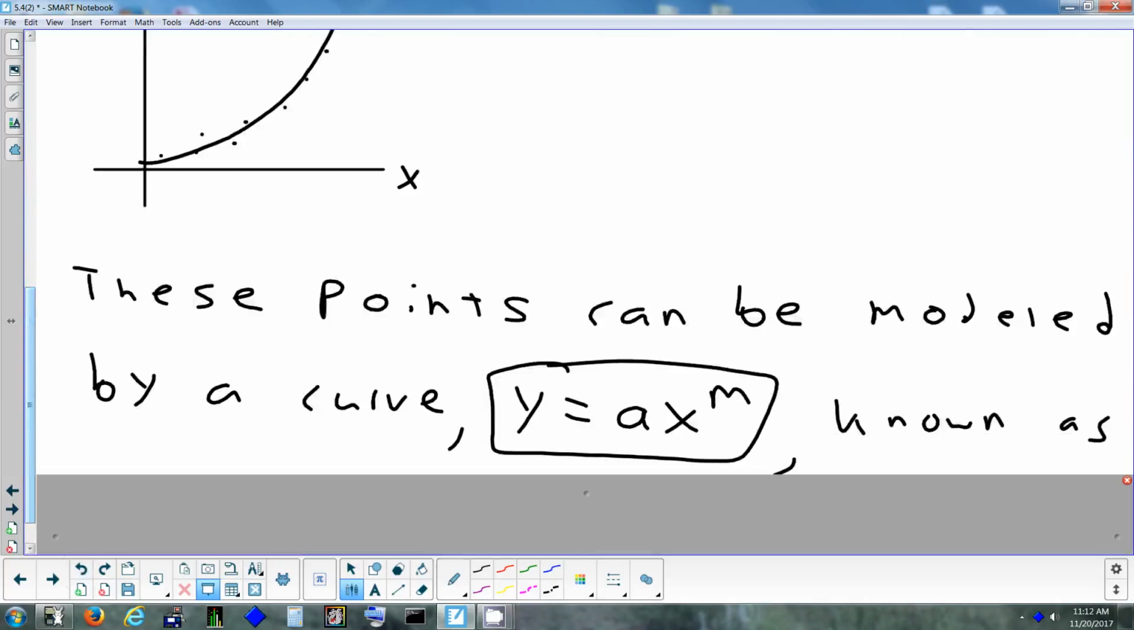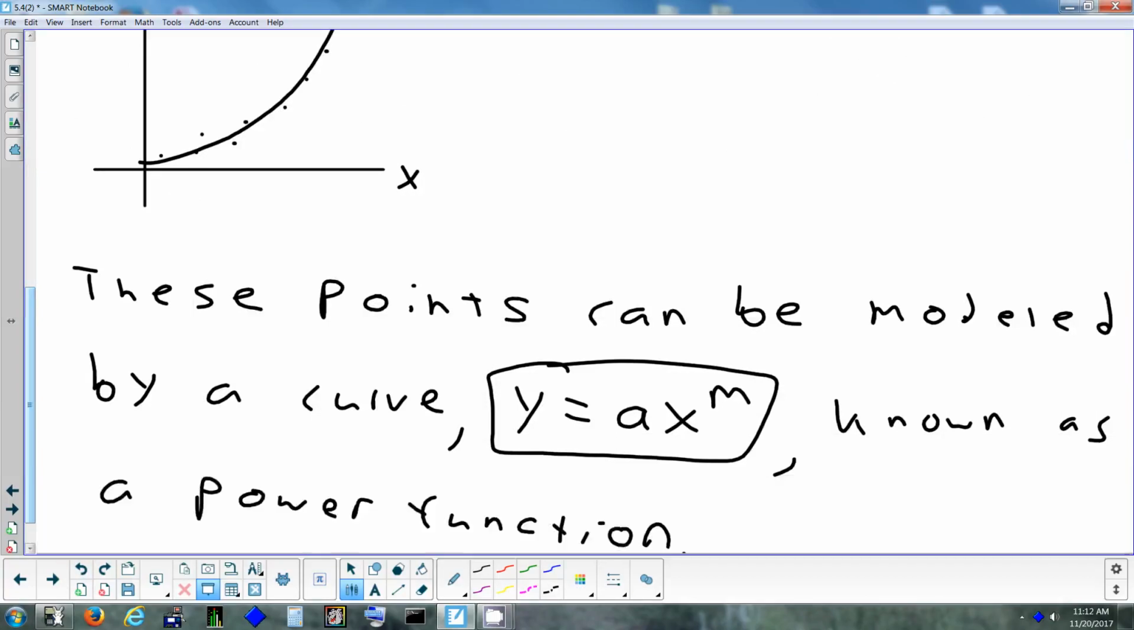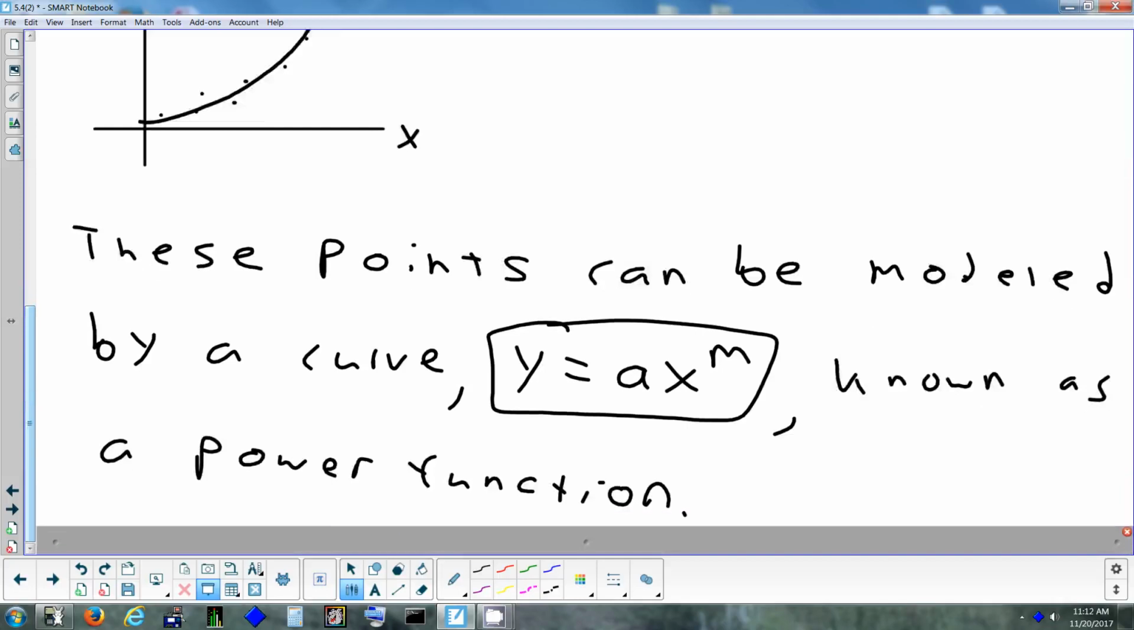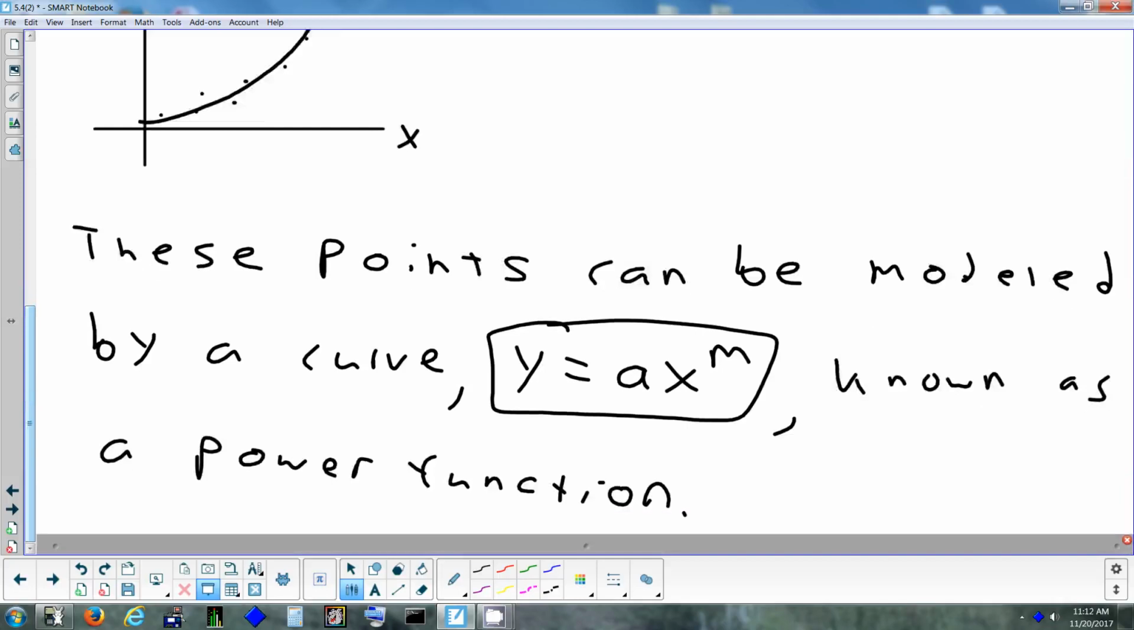So we're going to be finding what's called a power model, or a power function. And when we're done, a and m both have to be numbers. So we solve for a, solve for m. And just to show you, well actually I'll show you the calculator after. We'll do it by hand first, and then we'll do it on the calculator.